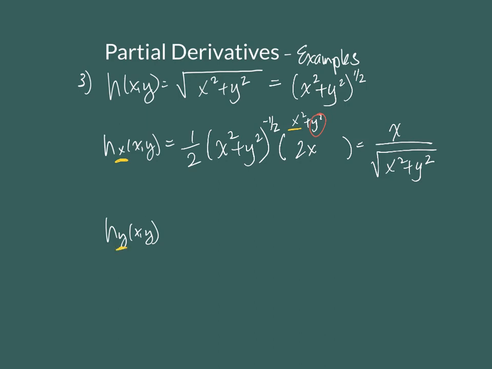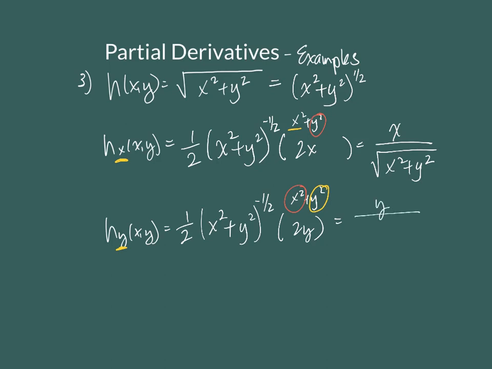Similarly, if I want the derivative with respect to y, same thing applies, right? I'm going to do the extended power rule. Bring the 1/2 down, subtract 1 from the exponent, and then multiply by the derivative of the inside part. So x squared plus y squared. This time y is the variable of interest, and x is the constant. So 0 plus 2y, or in other words, just 2y. So again, 1/2 times 2y is y over square root of x squared plus y squared.